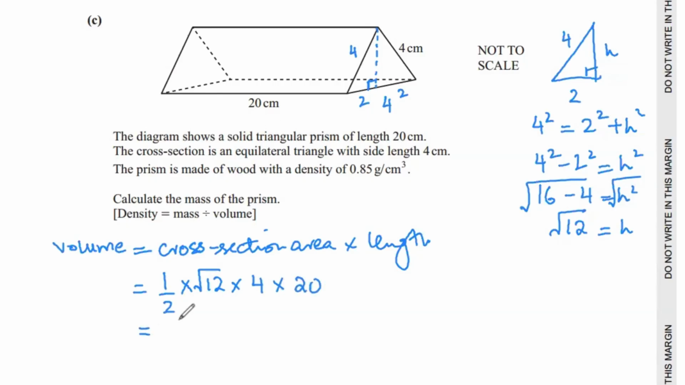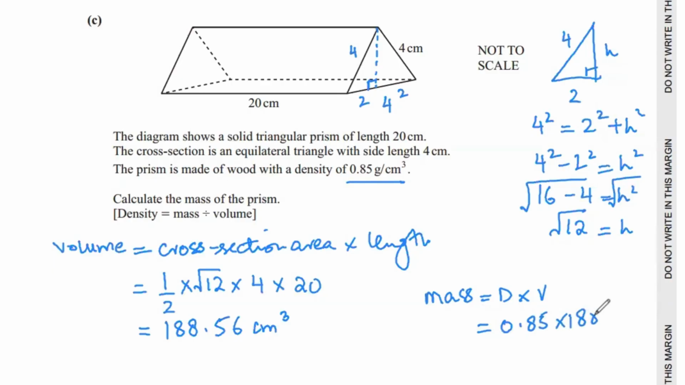So that's going to give us 188.56 centimeter cubed. Once we have the volume, we already have the density. So mass would be density times volume, which is 0.85 times 188.56, and that gives us 117.78 grams.